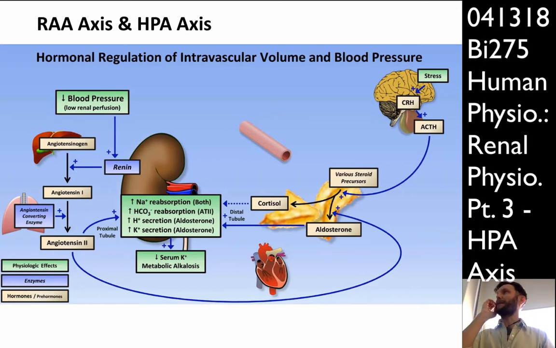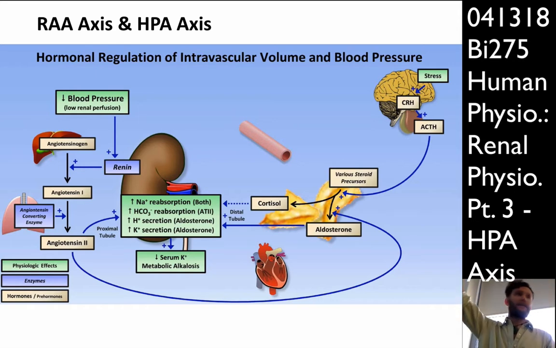Angiotensin, let's go back to the RAA axis, is going to have all of these effects at the kidney, specifically at the proximal convoluted tubule. You're going to have an increase in sodium resorption, and there's going to be an increase in carbonate because of angiotensin. Now, on the other side, aldosterone at the distal convoluted tubules is going to be increasing potassium and hydrogen ion secretion.